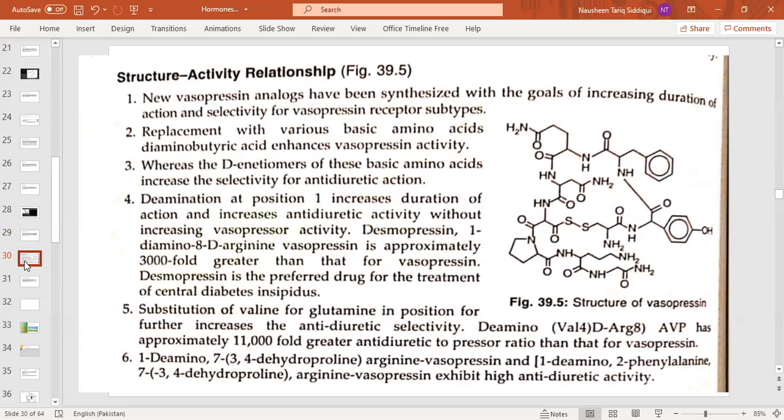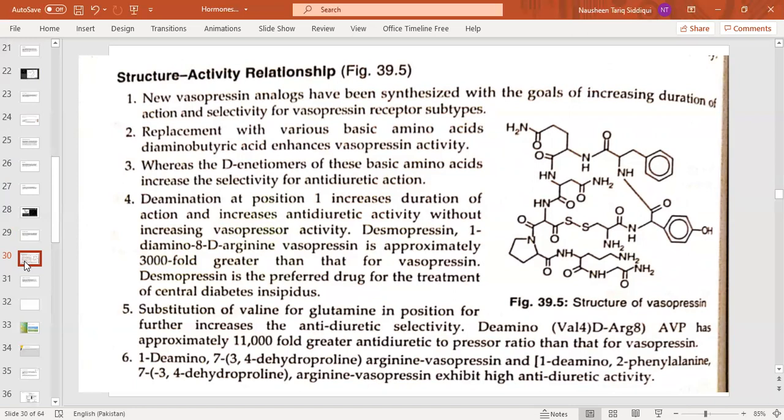New vasopressin analogs have been synthesized with the goal of increasing the duration of action and selectivity of vasopressin receptor subtypes. Replacement with various basic amino acids, diaminobutyric acid, enhances vasopressin activity. When various amino acids are replaced with diaminobutyric acid, the activity increases, whereas the D-enantiomers of the basic amino acids increase the selectivity for antidiuretic activity.